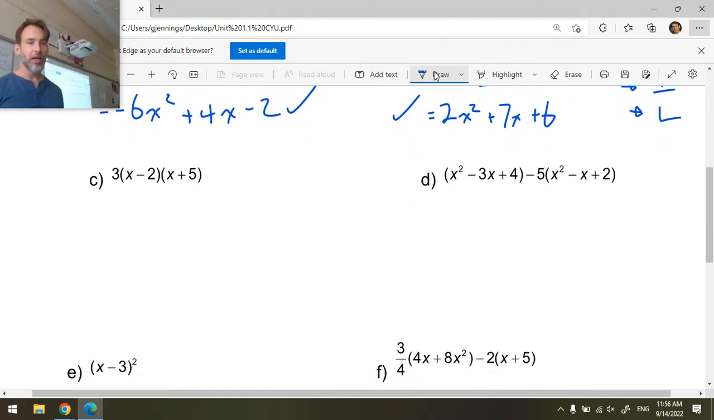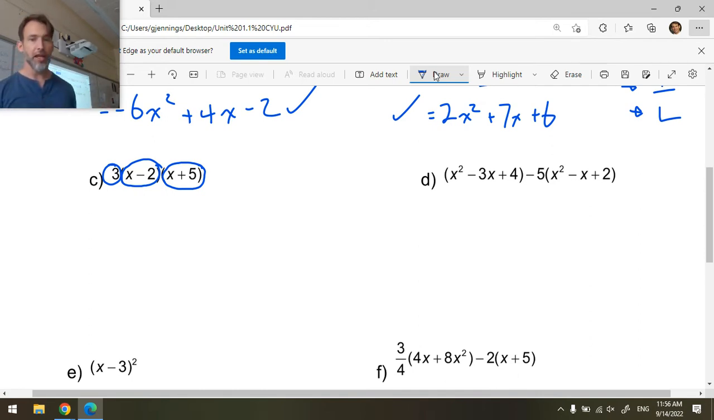Now down here, this one also caused some errors. And the error happened when people said, I've got one thing times another thing times another thing. What order do I do the multiplication in? Whatever order you want. But just do each multiplication once.